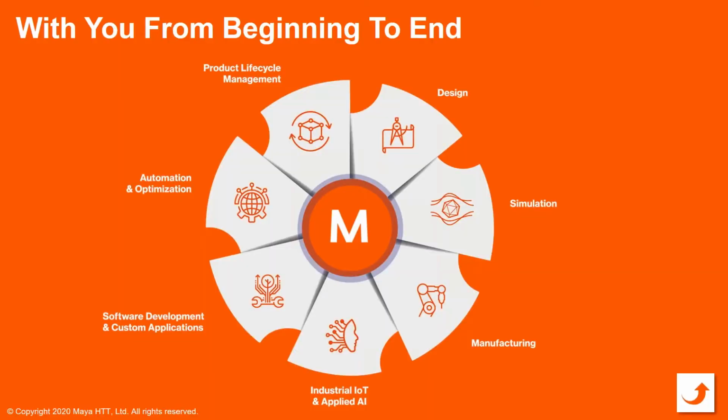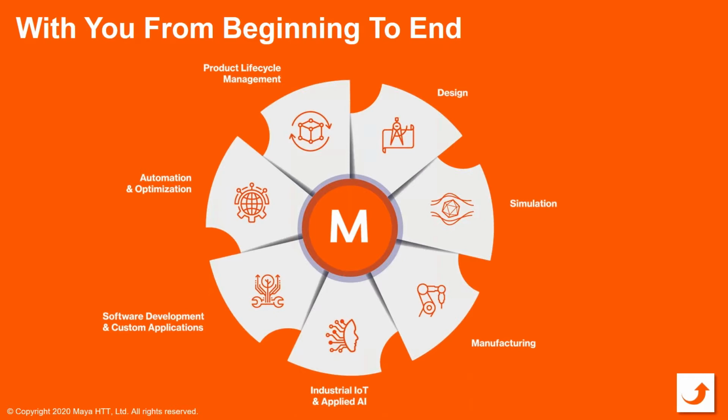So Maya HTT is an international channel partner as well as a software developer for Siemens with offices in the US, Canada, and the UK. Maya is the largest channel partner in North America with over 220 employees and a pretty diverse skill set and product offering. Our strength extends from design and simulation, with over 500 simulation projects completed, to manufacturing with about 50 years of CAM experience in multiple industries.